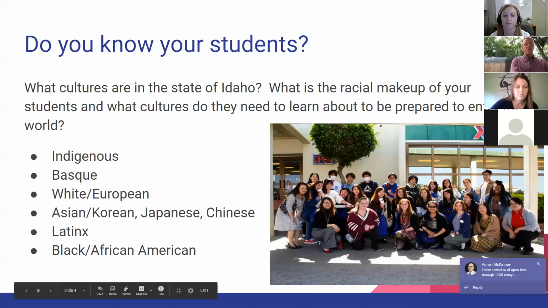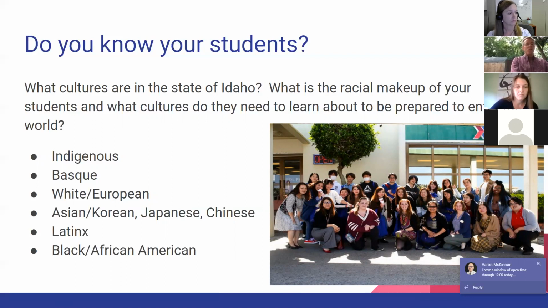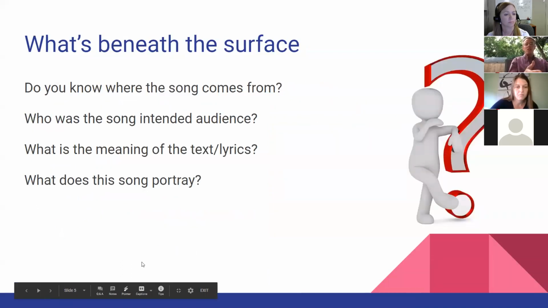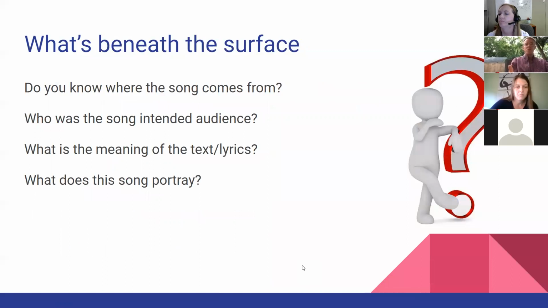Do we know the makeup of our students, what cultures they're from? We know we have indigenous. In our area, we have Nimiipuu or Nez Perce. I know there's the Basque, white European, Asian, Korean, Japanese, and Latinos, Hispanics, Black African Americans. And within each one of those, there are subcategories, of course. Not all Asian societies or cultures have the same traditions. Not all white Europeans have the same traditions. So we need to find out those for our classrooms.